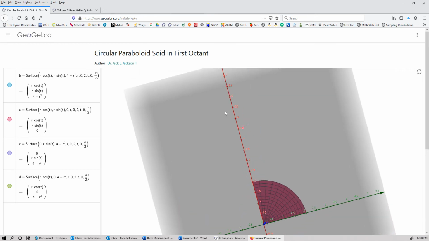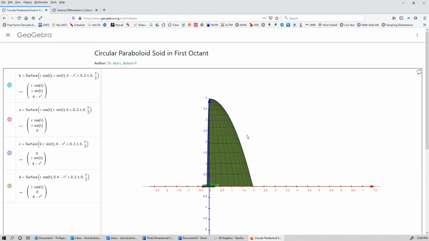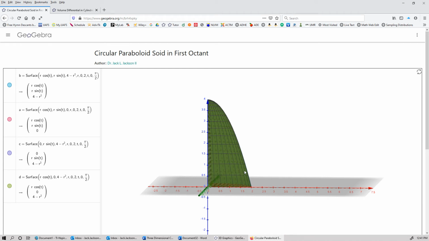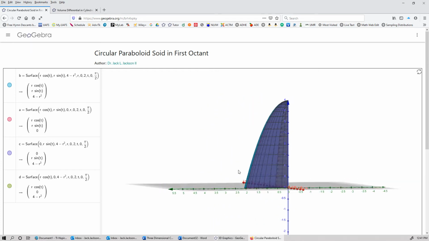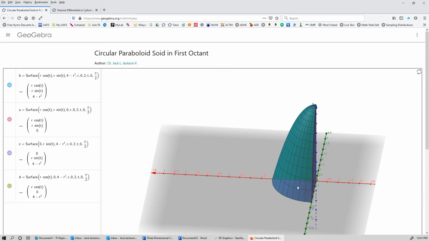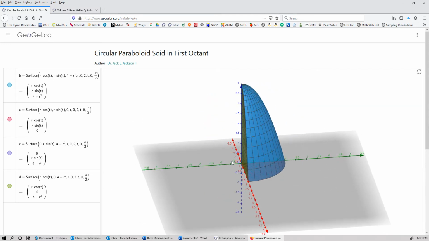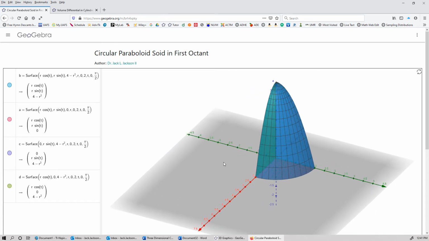The base there is just a quarter of a circular sector. This side is a plane, or part of a plane, with a parabolic top to it and just vertical and horizontal sides on the side. This is basically the same shape here on that side. And then this is our surface here, our circular paraboloid for the top. So you can kind of get a look at what that shape looks like.